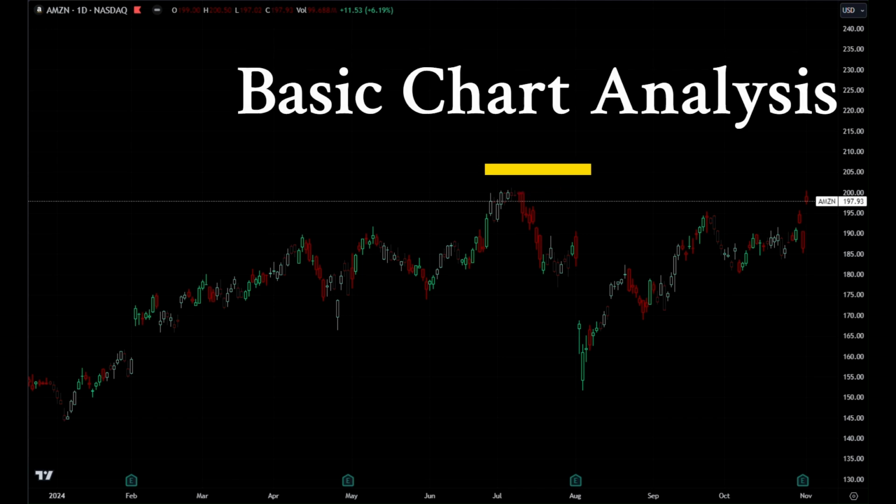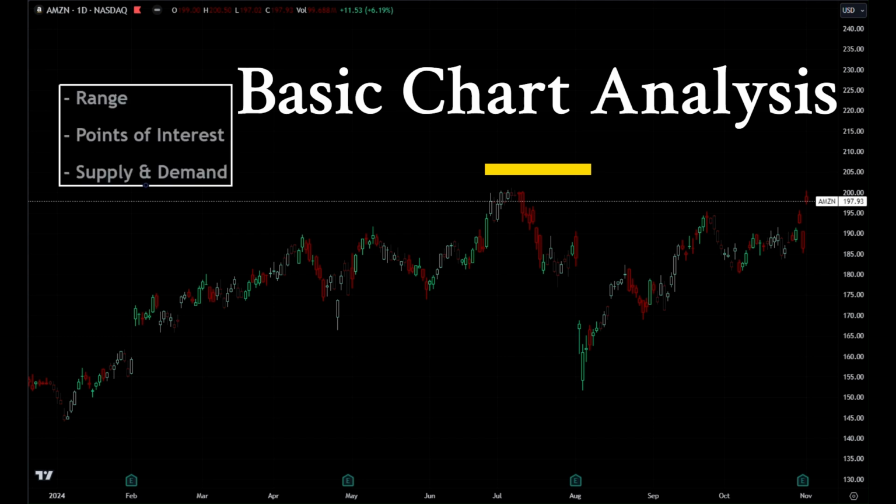Today I'll be showing you how I analyze a chart. We are currently looking at the Amazon daily chart. There are three key factors that I use when analyzing a chart. They are range, points of interest, and supply and demand zones.